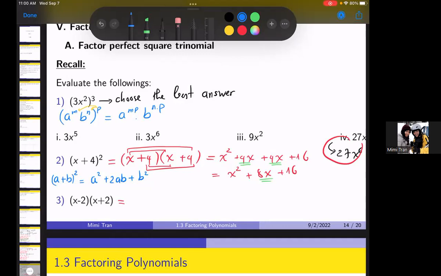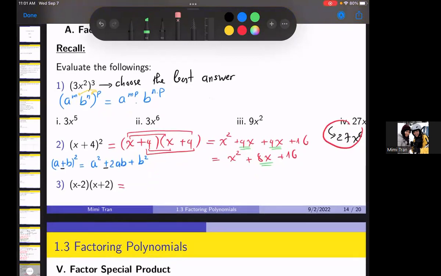I don't remember this? I'll give you another one. If I have A minus B squared, then it's A squared minus 2AB plus B squared. You can use that as well. I use this a lot. I only FOIL it when I have to. Other than that, I just use the special product.